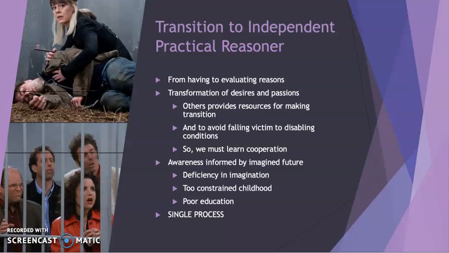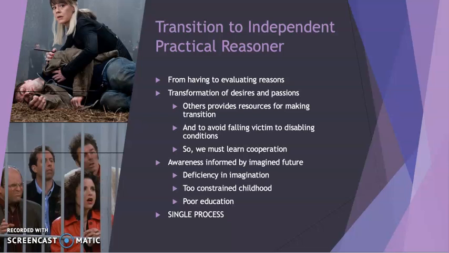So we have to go from having to evaluate our reasons, which we learned early on as children if we grow up in a healthy household, right, to transforming our desires and passions. And I think one of the vulnerabilities that we see here is in the series Seinfeld. They simply lack this ability to transform their desires and passions. And we see that over the nine-season series, so that when they are in jail in the last episode, they're actually talking about the same thing that they talked about in the first episode, right? Where does the button go on a shirt, right?